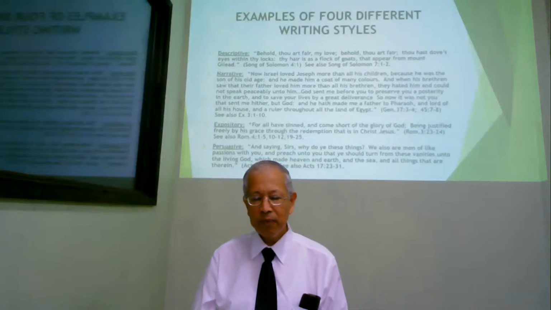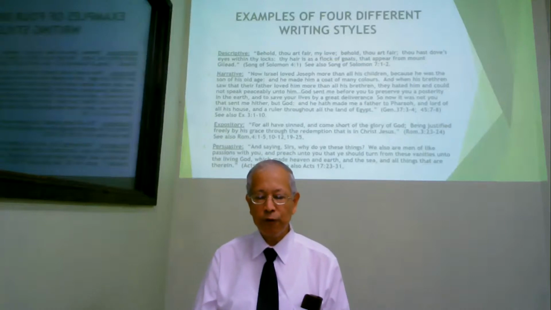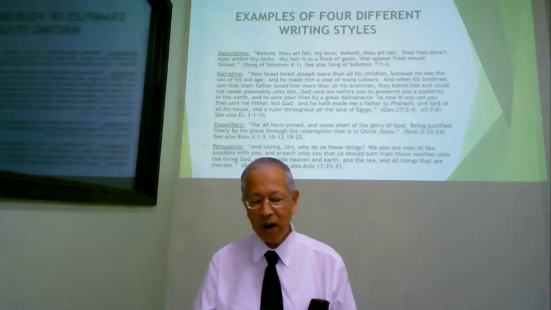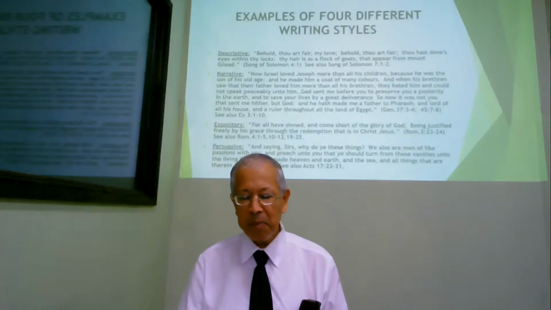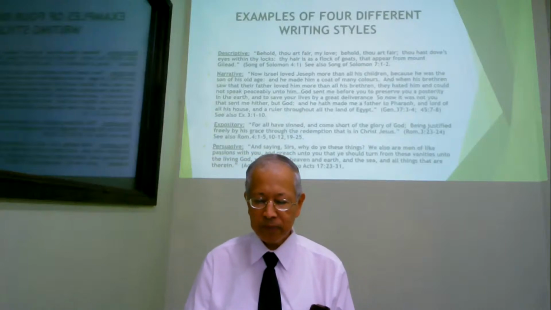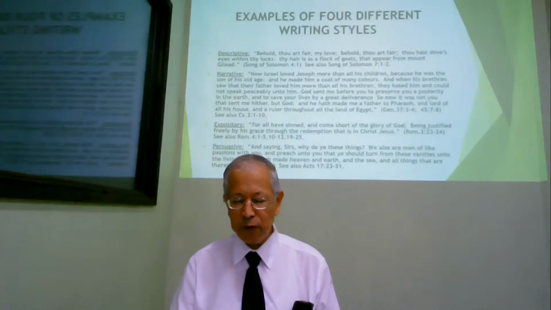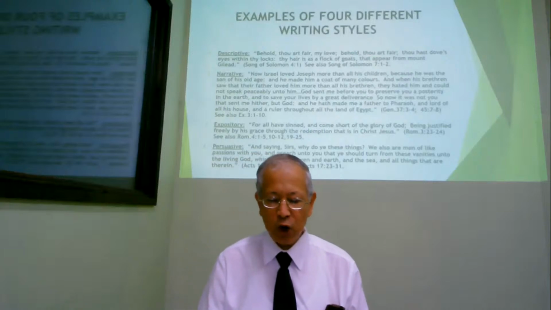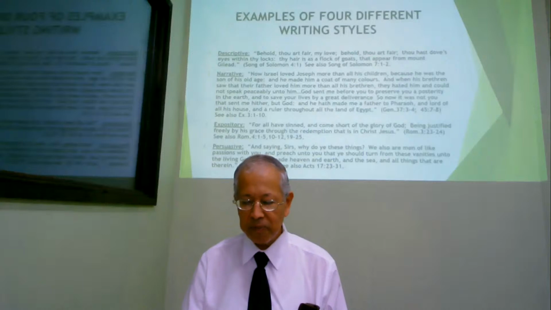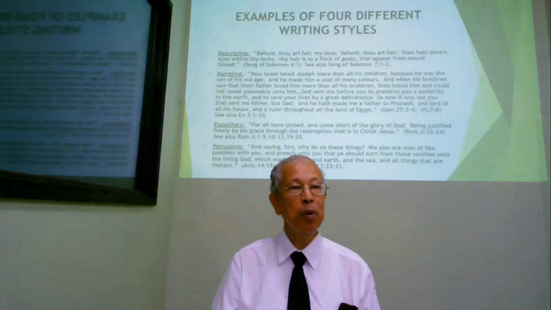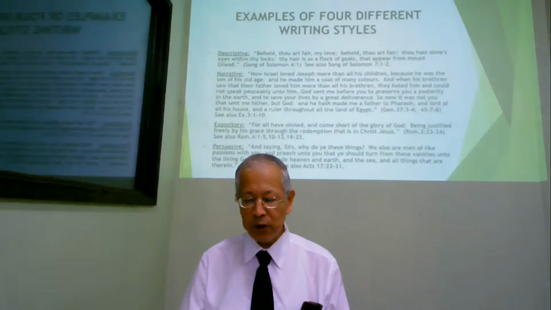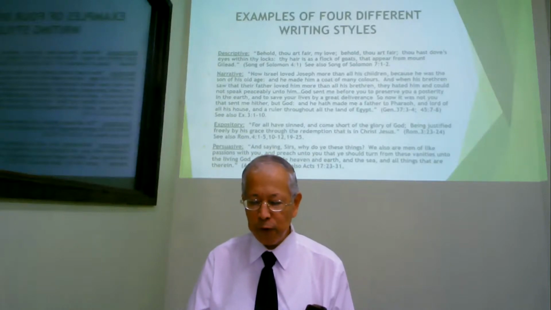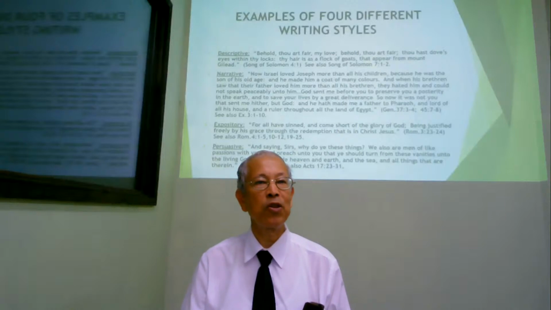Now Israel, that is Jacob, loved Joseph more than all his children, because he was the son of his old age. And he made him a coat of many colors. And when his brethren saw that their father loved him more than all his brethren, they hated him and could not speak peaceably unto him. And then another part of Genesis, near to the end of Genesis, God sent me before you. This is Joseph speaking to his brothers many years later.